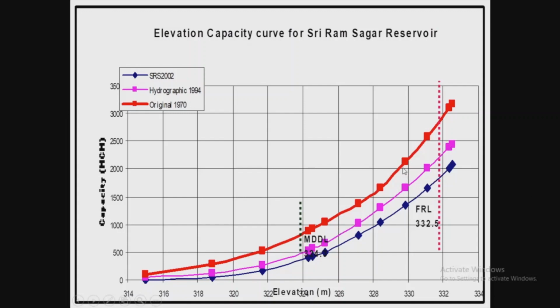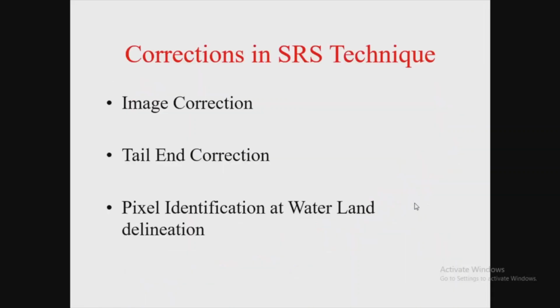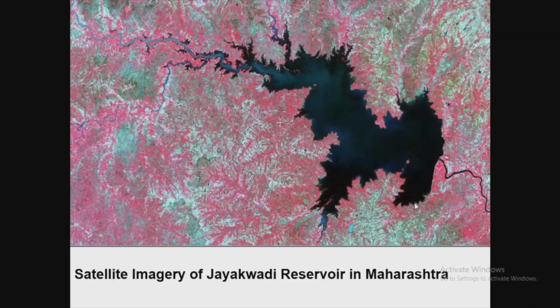The difference between this and this will give you the capacity encroached, the capacity reduced between these two surveys, and capacity reduced from original you can compute from here. So from the graph also and from that calculation also you will come to know how much capacity is reduced. So that is very important, that the original capacity survey and capacity curve must be there. There are some corrections, we'll understand in the next webinar. Image corrections are there, tail end corrections are there, pixel identification corrections are there. We will not go into depth.